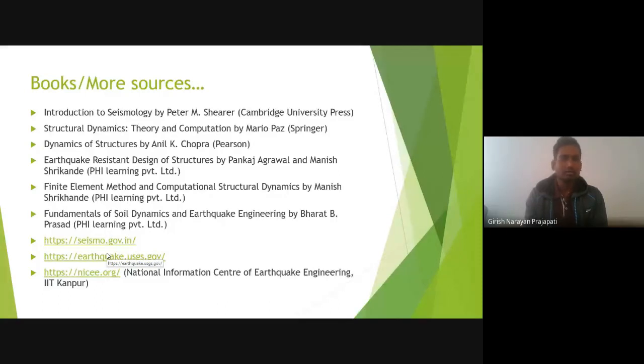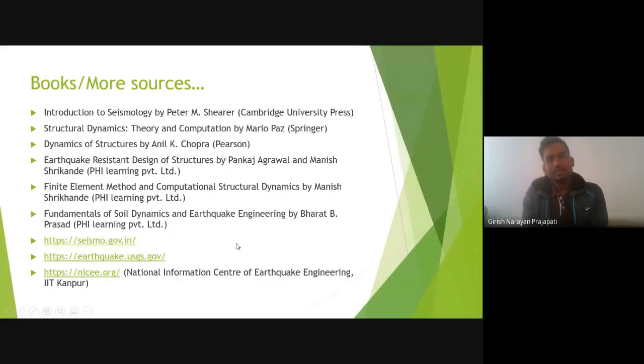And if you want more data about earthquakes, you can follow this website, seismo.gov.in. It is an Indian website which provides data of recent earthquakes happening around the world or in nearby places in India. Generally, India, Nepal, and Bhutan all consider the same IS 1893:2016 code for the design of their buildings.